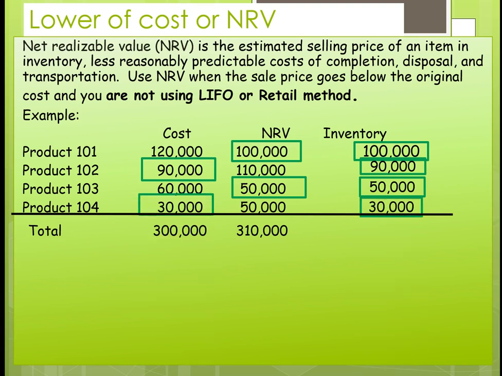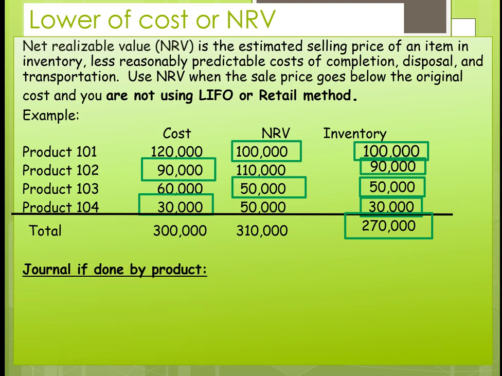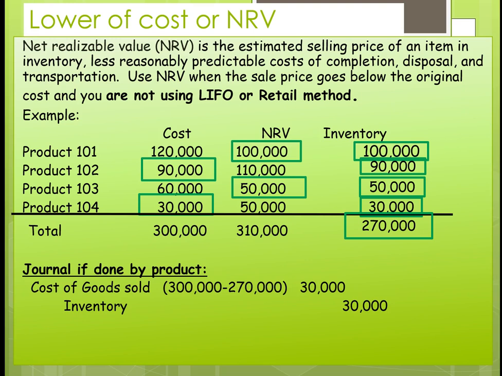Now, we're going to add that up. And it turns out if we do it by product line, we're going to have to write down our inventory. The difference between the cost and the inventory value is going to be, we're going to have to write it down by 30,000. So the journal entry, if done by product, would be a $30,000 increase in cost of goods sold and a reduction in inventory of 30,000.